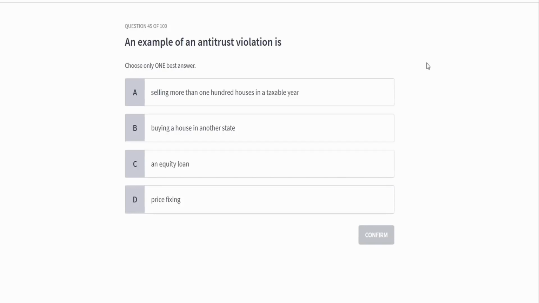Alrighty. Ooh, here's a fun one. Awesome. So question 45. An example of an antitrust violation. Uh-oh, we talked about this earlier, remember guys? It gives us four options. A, selling more than 100 houses in a taxable year. B, buying a house in another state. C, an equity loan. Or D, price fixing. So go ahead and take some time, figure it out, come up with what you think is an example of an antitrust violation.